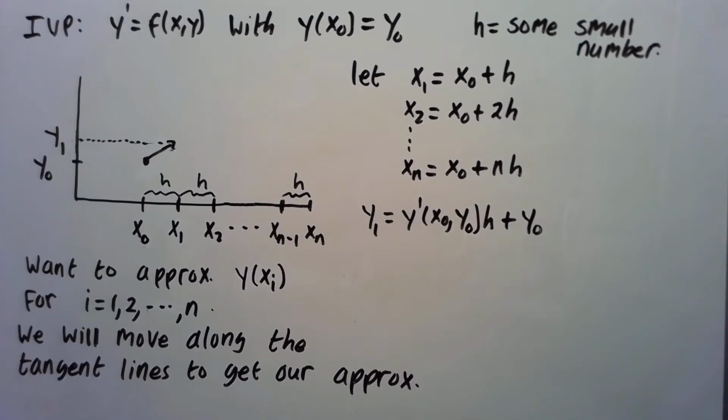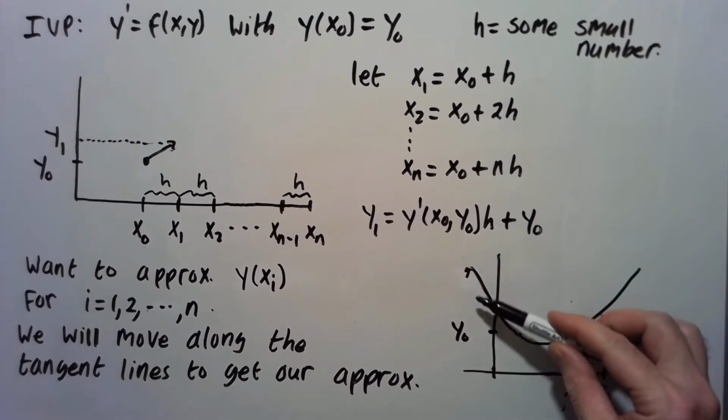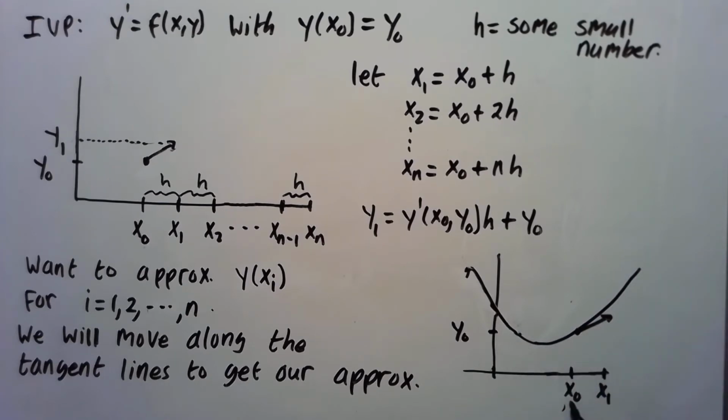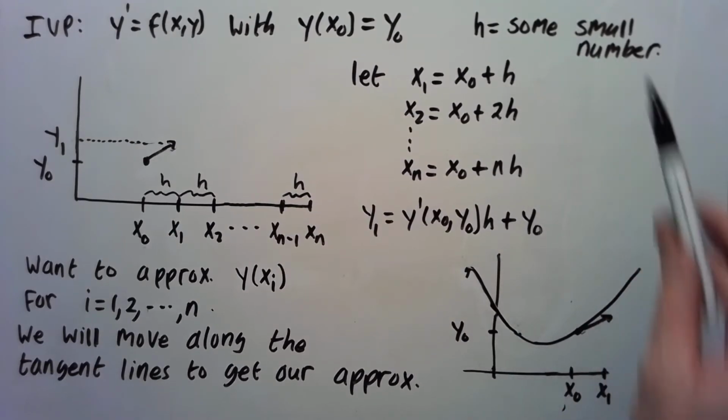So this is not perfect. Let me just demonstrate here. Okay, so here's the idea. Suppose this was our solution curve, and this is our x0, y0. That's a point on the solution curve. So if I travel along the tangent line here, you can see as long as my x1 is close to x0, the y value along the tangent line will be close to the y value on the function. It's not perfect. That's why we need to choose our h value to be small.